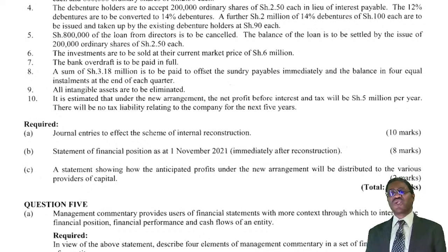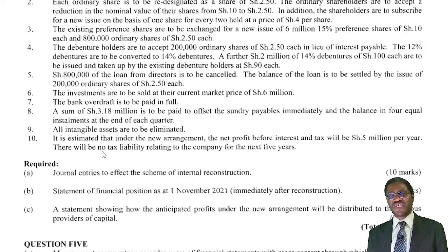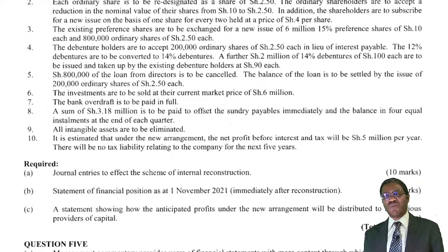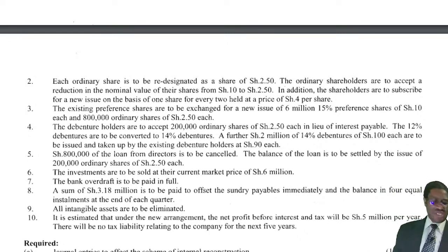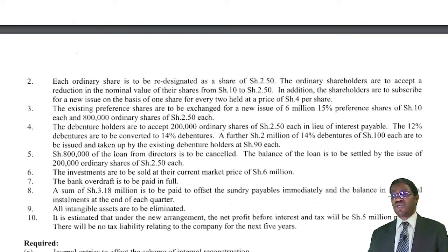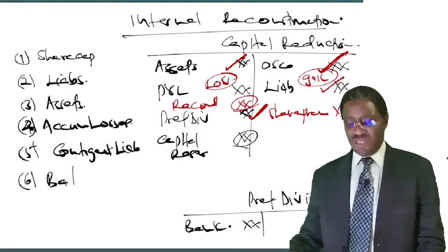So I want us to go back now and deal with each note one after the other. The question is asking us to show the journals. We have no problem. We can start with note number 2. Let's start with note 2. From there, let's record the journals. No problem. So let's prepare that question now.